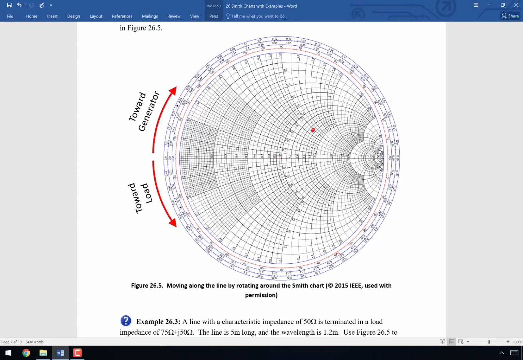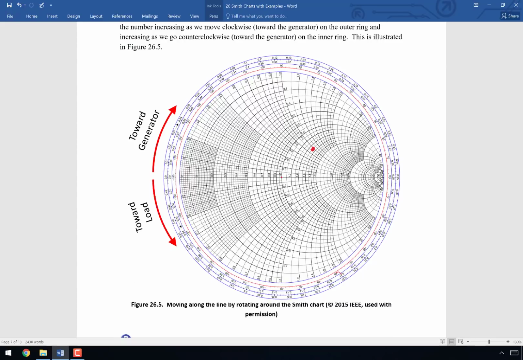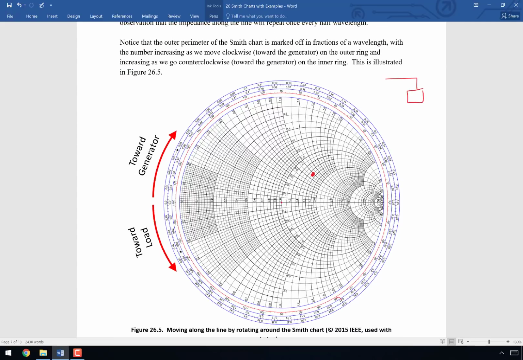Now, if we wanted to go 4.167 lambda, imagine we're going toward the generator. Let me draw you the picture. We're starting at the load. What we want to know is, when we've gone 4.167 lambda toward the generator, what will be the input impedance that we would see right there? So we're going toward the generator, moving toward the left. In the pictures we've always drawn here, toward the generator is left and toward the load is right.